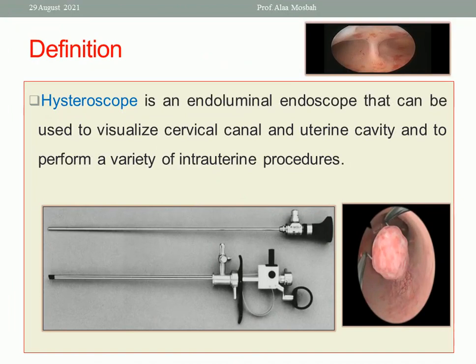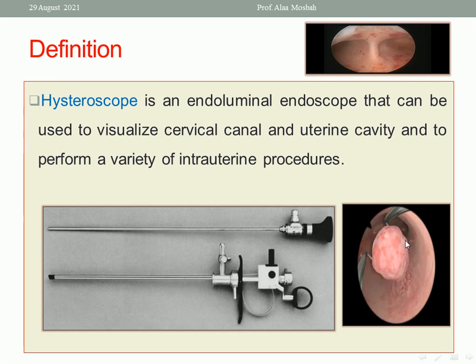Hysteroscope is an endoluminal endoscope that can be used to visualize the cervical canal and uterine cavity and to perform a variety of intrauterine procedures. Let us see this picture. This is the hysteroscope and this is the uterine cavity in this picture and in this picture. So the aim of hysteroscope is to visualize the uterine cavity.